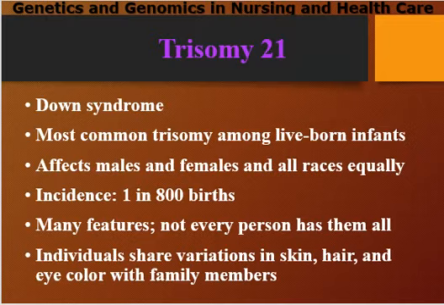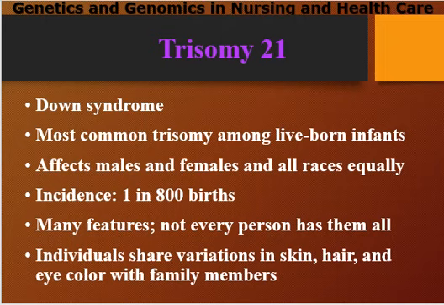Okay, so we're going to continue with trisomy 21. Down syndrome is trisomy 21. It's the most common trisomy among live-born infants, as I've mentioned. It affects males and females in all races equally. The incidence is 1 in 800 births. It is associated with advanced maternal age.